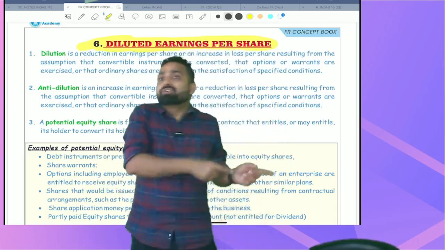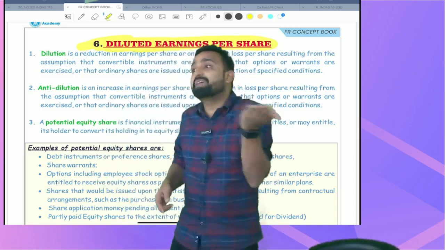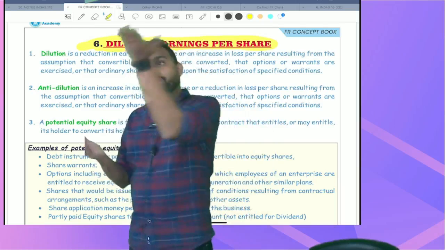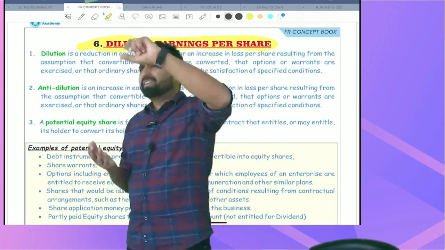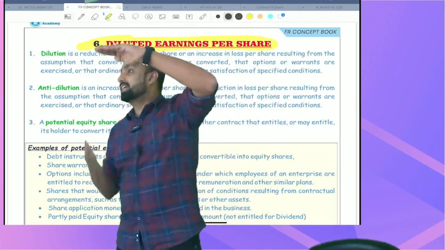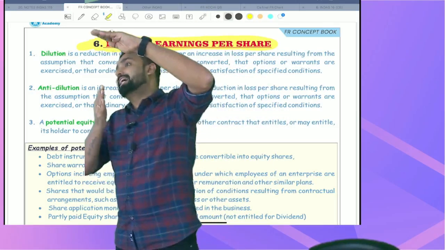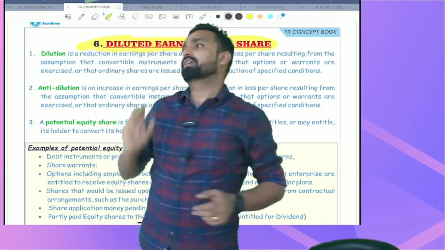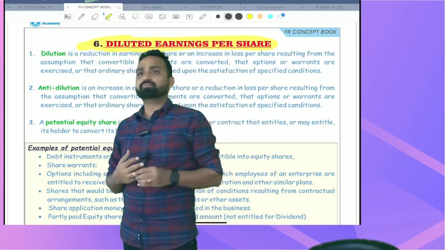That means our earning will not be affected. That means the numerator is the same, but the denominator is increased. The numerator is the same, not actually changed, but the denominator is getting increased. Definitely the earning per share gets diluted or reduced.